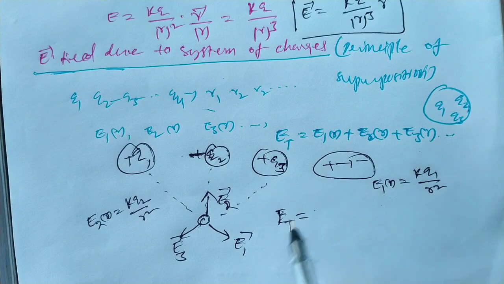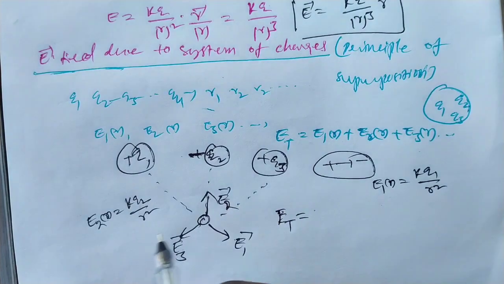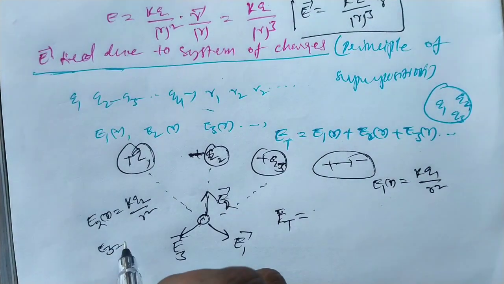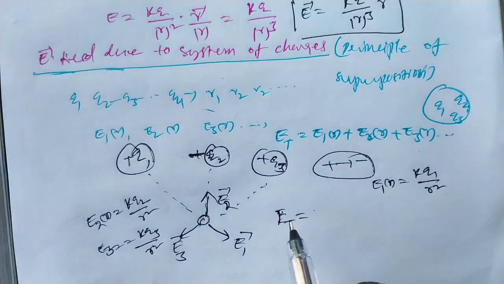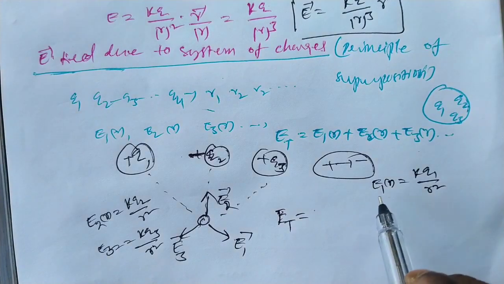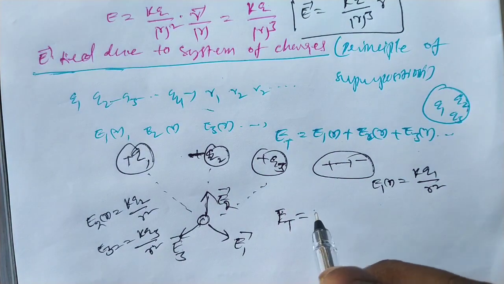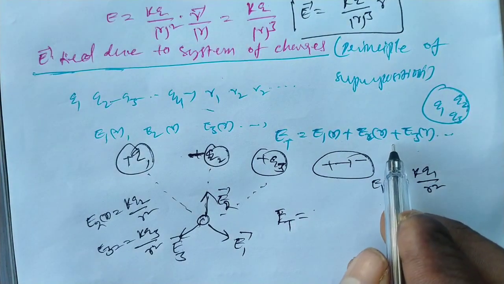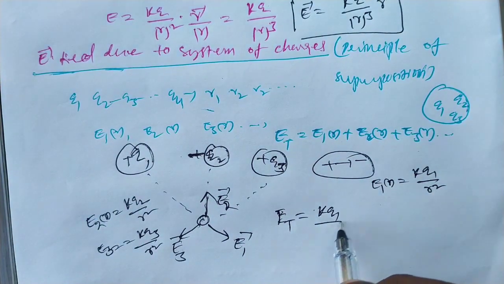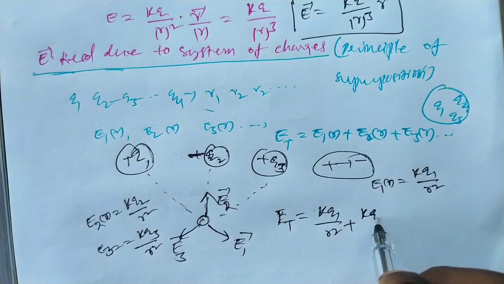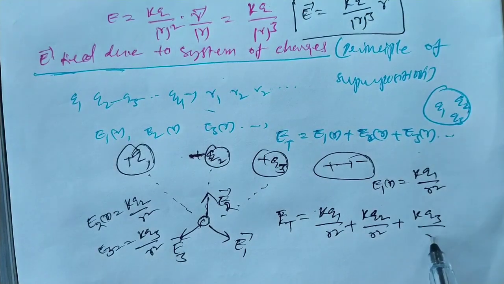Okay, suppose E3 is equal to K Q3 by R square. We can add the electric fields E1, E2, E3 according to the equation. The net electric field is equal to the sum of the individual electric fields due to the charges, that is E1 is equal to K Q1 by R square plus K Q2 by R square plus K Q3 by R square.